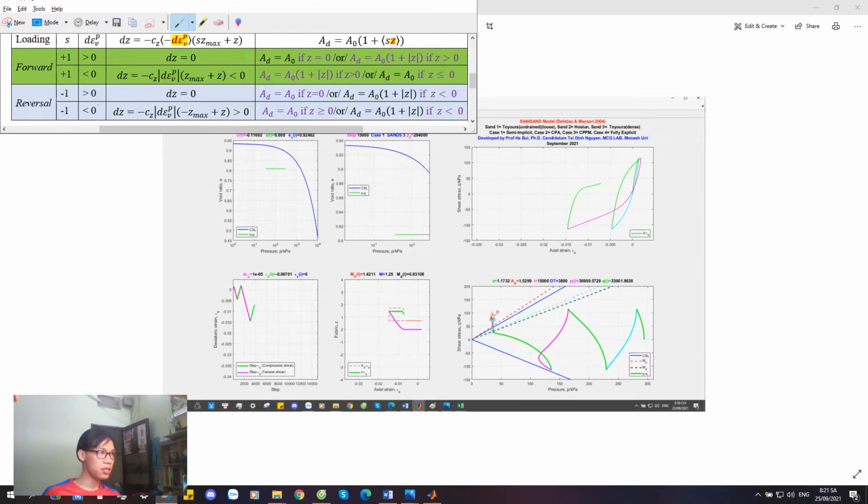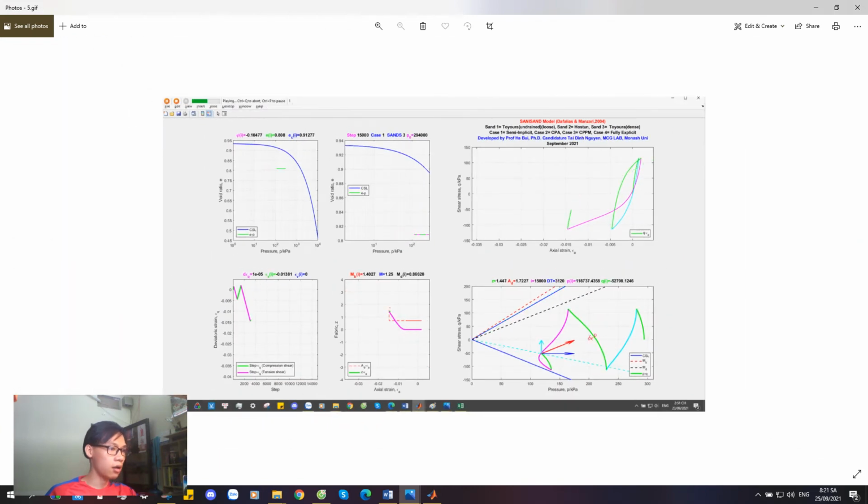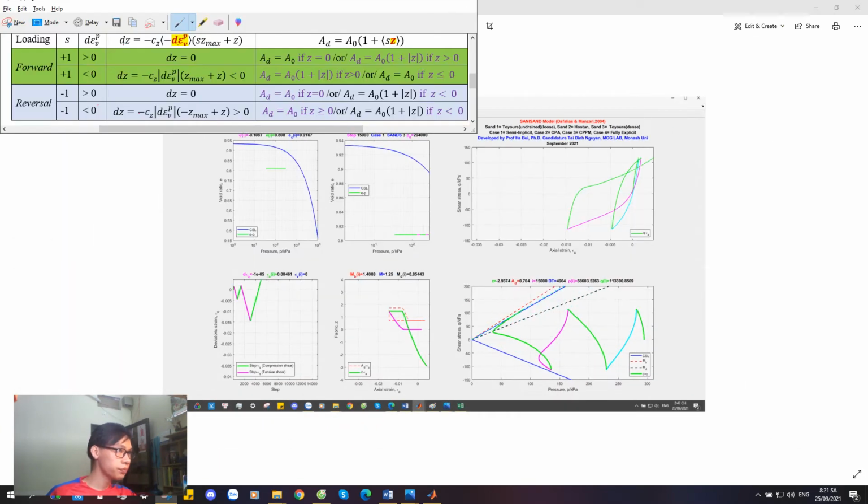So we have the new AD. AD changed immediately like that from 0.704 to 1.7227. Okay, it changed immediately from the line below to the line over there when we have compaction, because Z is positive, and you can see that Z didn't change at the first time.